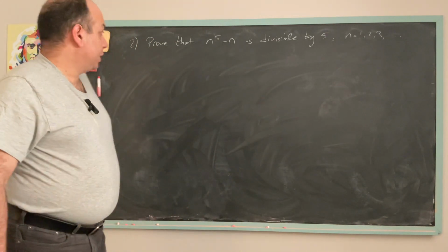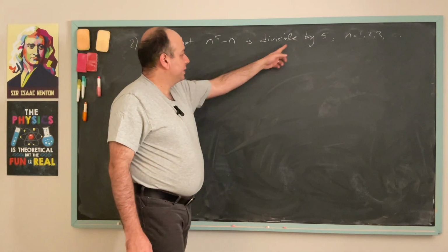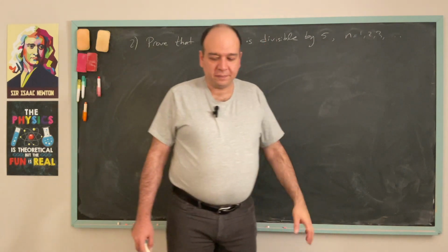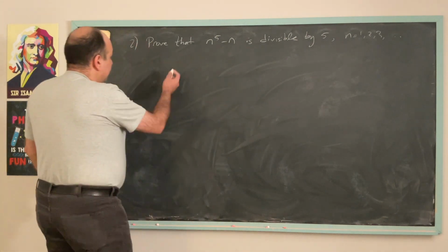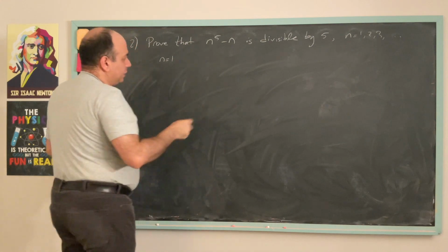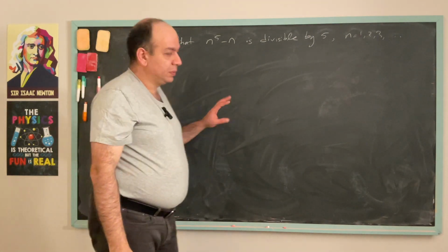Okay, in the next question they ask, prove that n to the 5th power minus n is divisible by 5, for n is equal to 1, 2, 3, 4, 5. It goes on like that. Okay? So the base condition, well, we can pick n is equal to 1, but n is equal to 1 is kind of trivial. So 1 minus 1 is 0. 0 is divisible by 5.